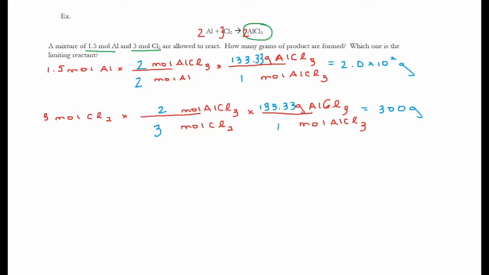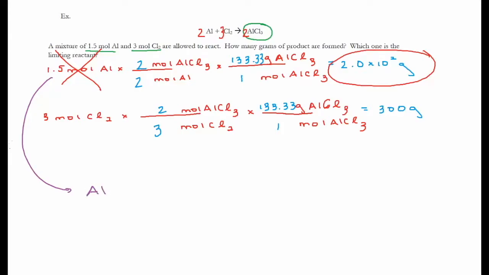So I've got 2 different amounts of product. I've got 200 grams and 300 grams. So this is the amount that's going to be produced. And the reason why is after I've made 200 grams of aluminum chloride, I am now out of aluminum. I have no more. So even though I could make more with chlorine, I could make 300 grams, there isn't enough aluminum to make 300 grams of aluminum chloride. And so my limiting reactant is going to be aluminum.